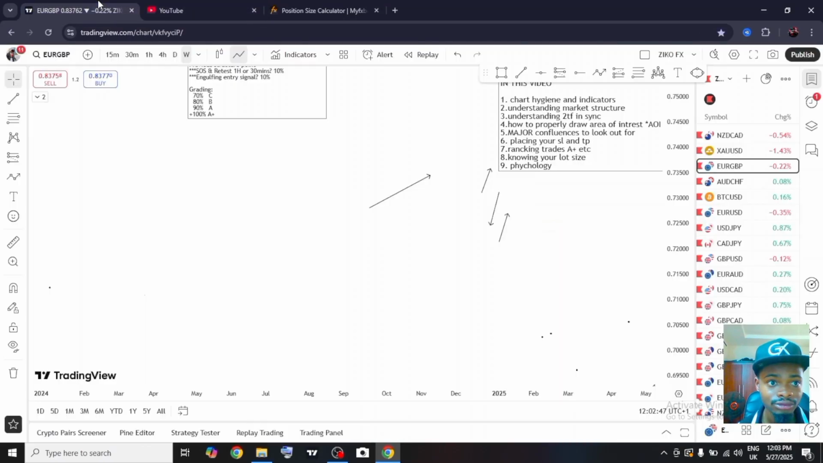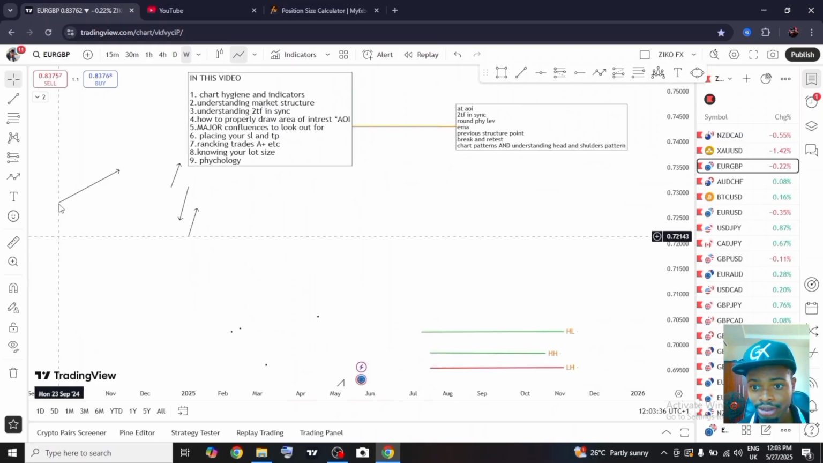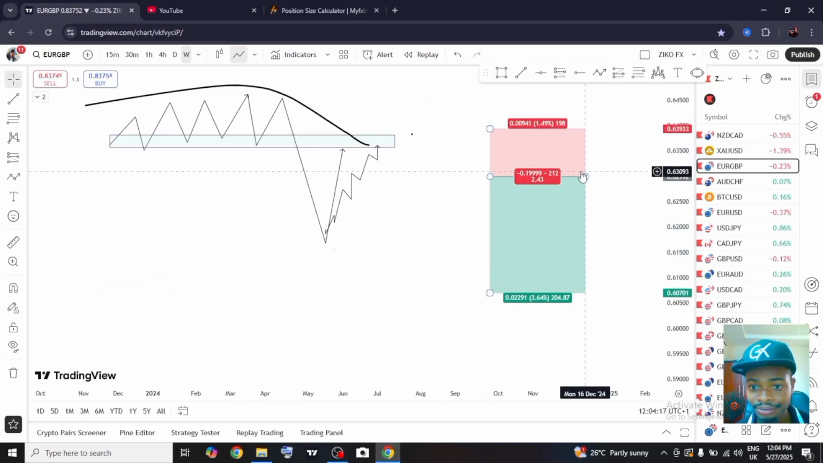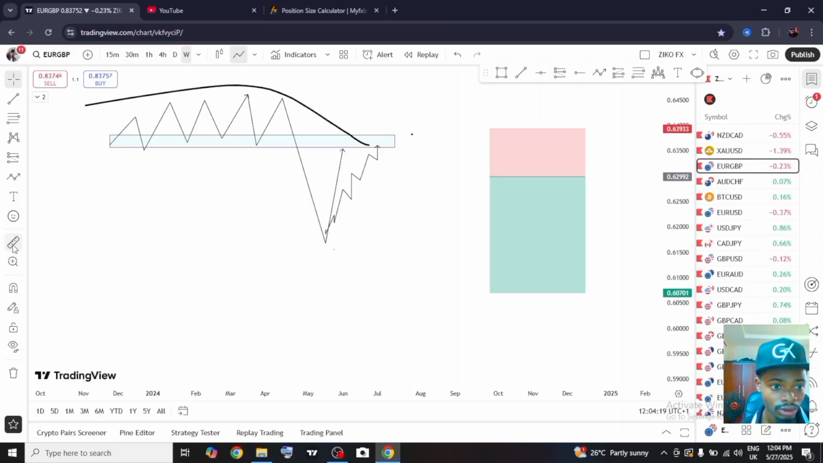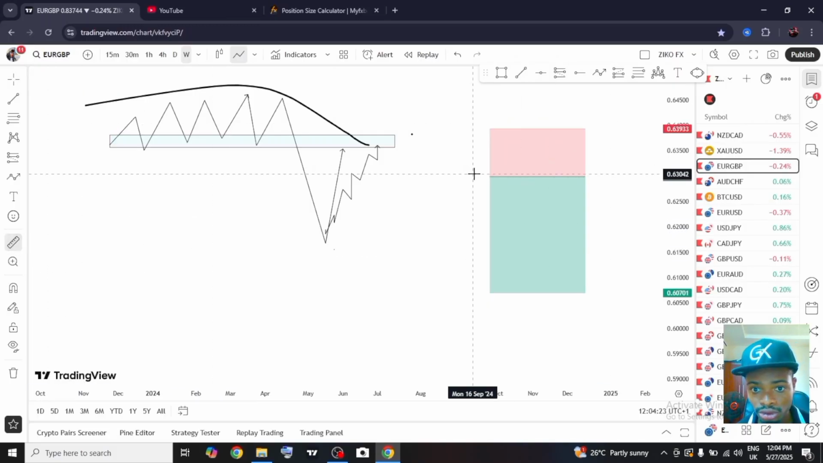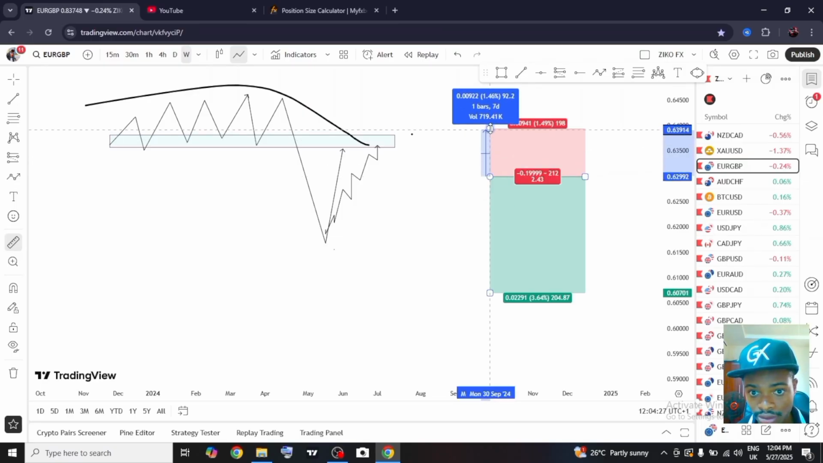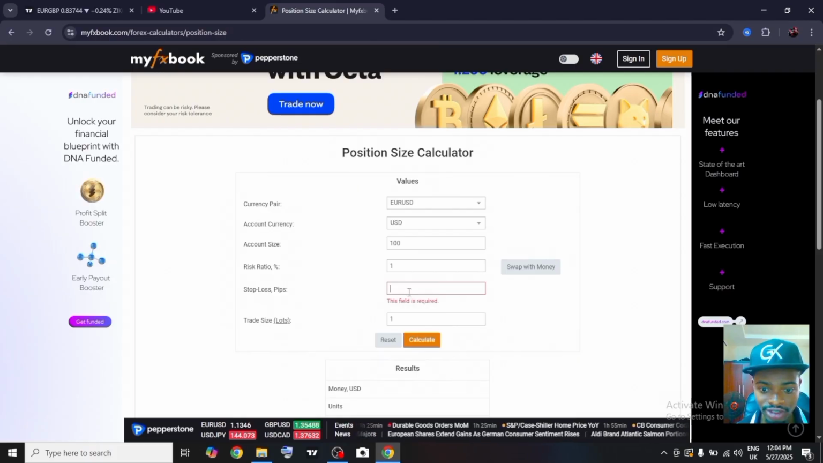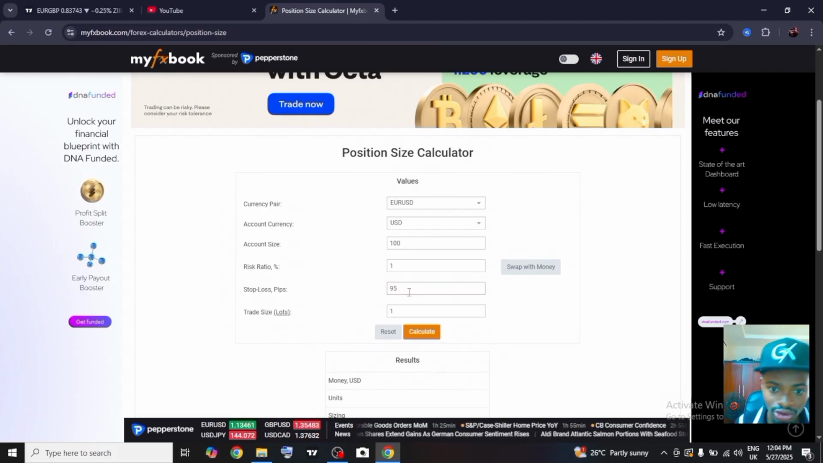Come over here. You pick up the measurement tool. You click from the entry to where your stop loss is supposed to be. Then you see this figure right here, 95.3. That is your stop loss. That is the amount of pips. That is the amount to put here. You put here 95 pips stop loss.